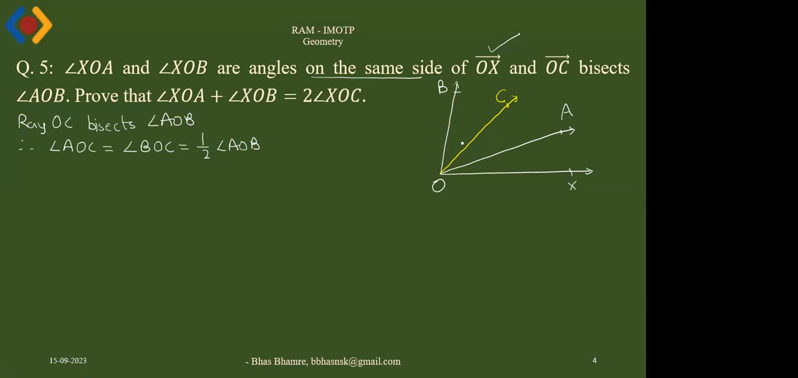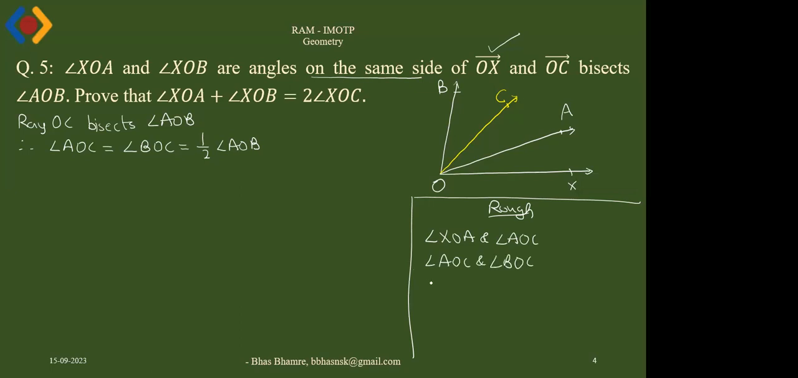Now, there are many pairs of adjacent angles. I am just writing here, this is my rough work or scratch work. Angle XOA and angle AOC are adjacent angles. Angle AOC and angle BOC are adjacent angles. Moreover, angle XOA and angle AOB are adjacent angles. Moreover, angle XOC and angle BOC are adjacent angles. So there are such pairs of adjacent angles.